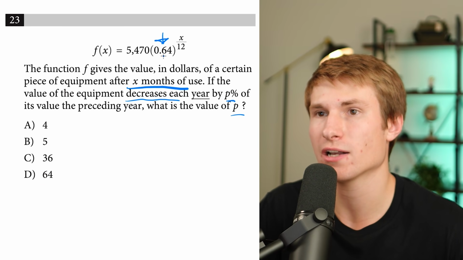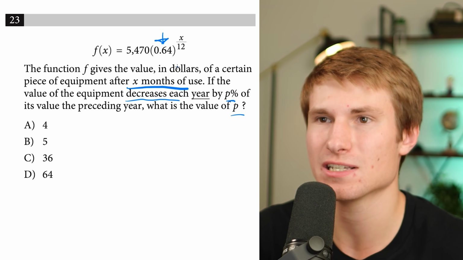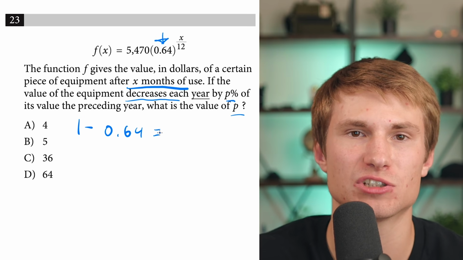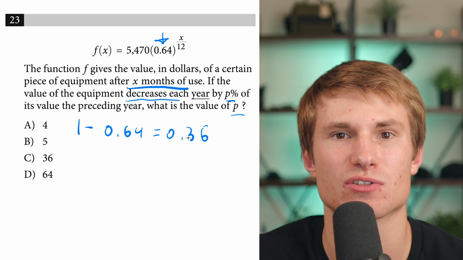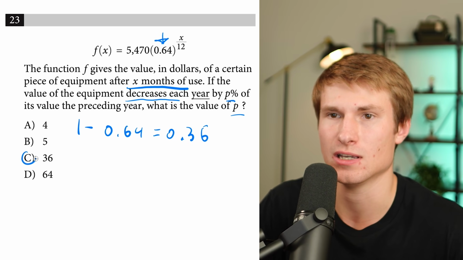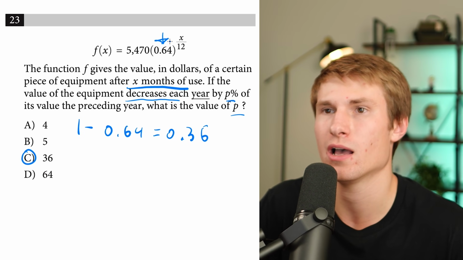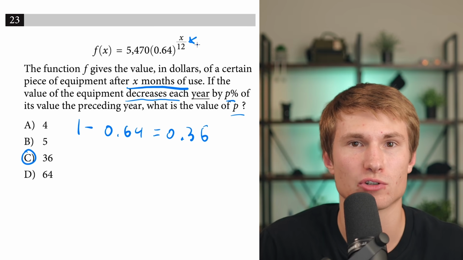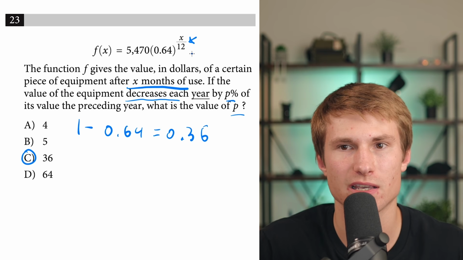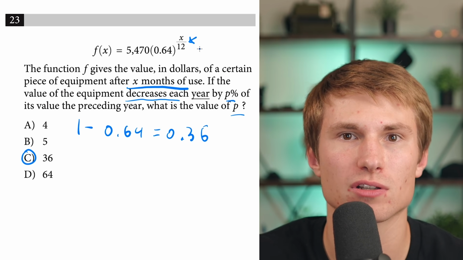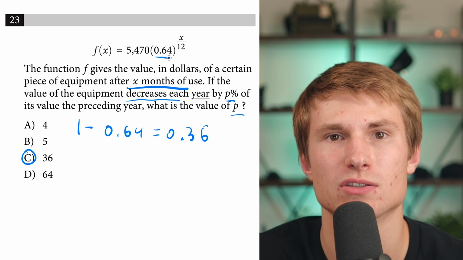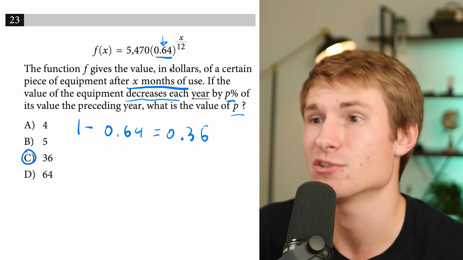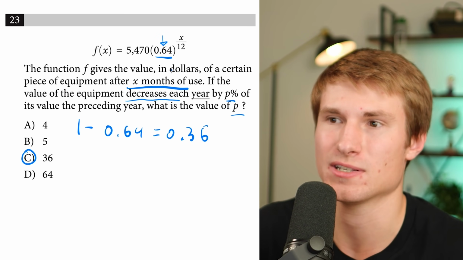Now, what you want to take a look at is your growth factor here. Now, your growth factor is 0.64, which means we are decreasing in value by 1 minus 0.64, which is 0.36, or in other words, 36%. So our answer here is C. And one thing I do want to point out here is that many people might be tempted to take a look at this x over 12 and think that that changes something here, but it doesn't. Okay, you are ultimately decreasing each year still by that 0.36, right? Since we have this growth rate of 0.64, which means we are decreasing by 36% every year.